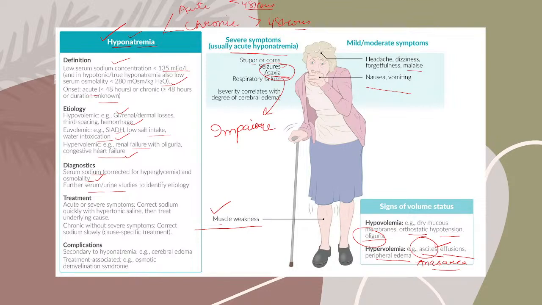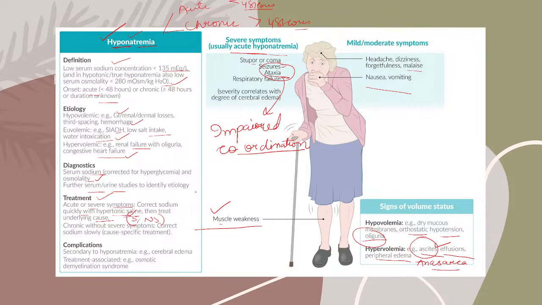Impaired coordination, or balance, we can say. All right. Moving towards the treatment of hyponatremia, in case of acute or severe symptoms, we need to correct the sodium quickly with hypertonic saline, that is 3% NS, then treat the underlying cause. All right. So the sodium would be treated with hypertonic saline, and then we will treat the underlying cause.